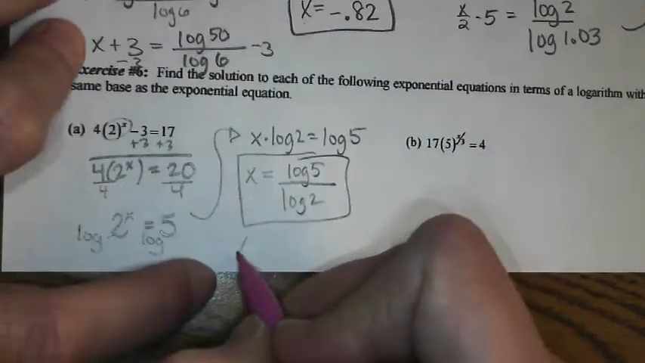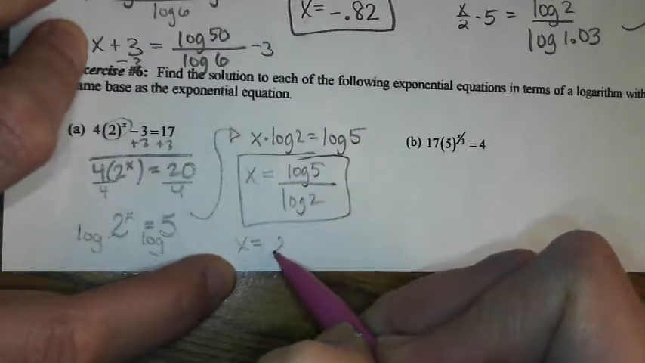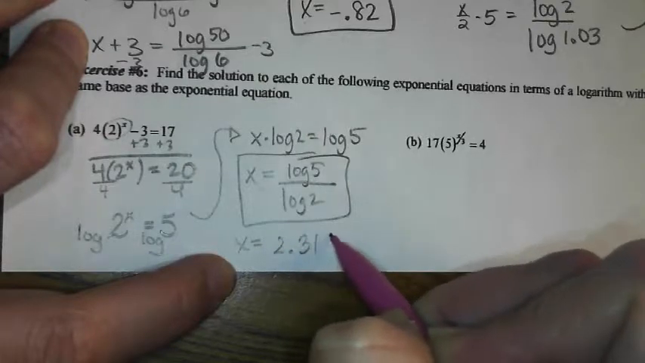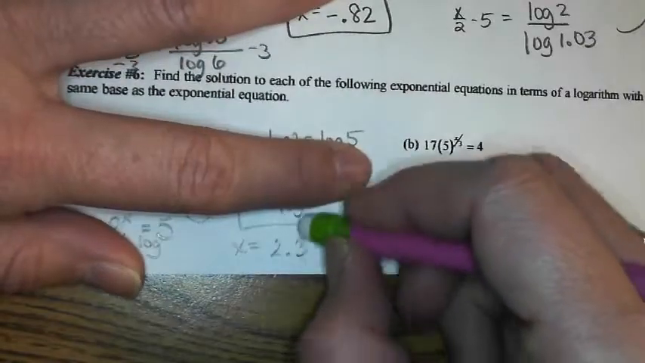What is it, Bo? To the nearest hundredth. 2.32.